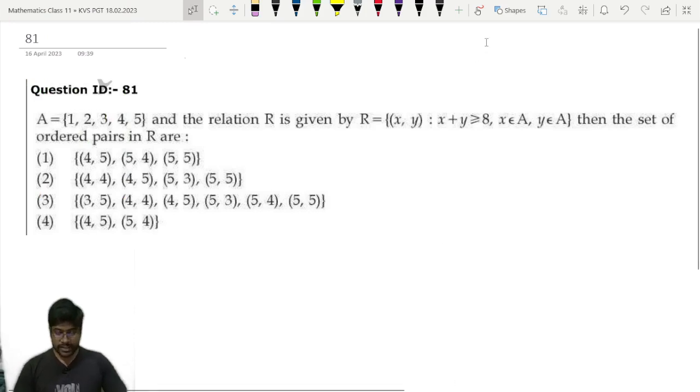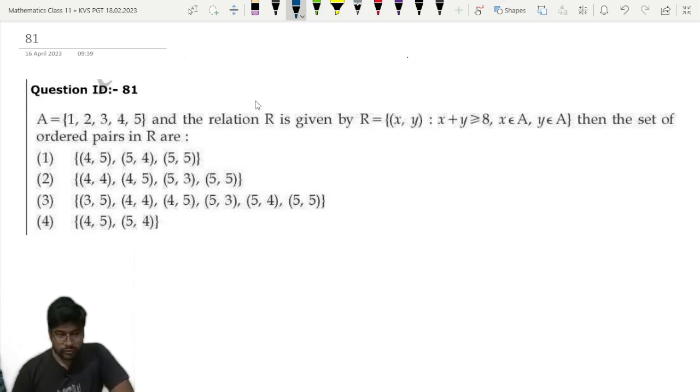So this is question number 81. What they are asking in this question? Now a set they have given, A is equal to 1, 2, 3, 4, 5 and the relation R is given by x comma y such that x plus y greater than equals to 8, where x belongs to A and y belongs to A. Then the set of ordered pairs in R are what? That means we have to list all the elements of the relation R. Okay, that is the problem here.